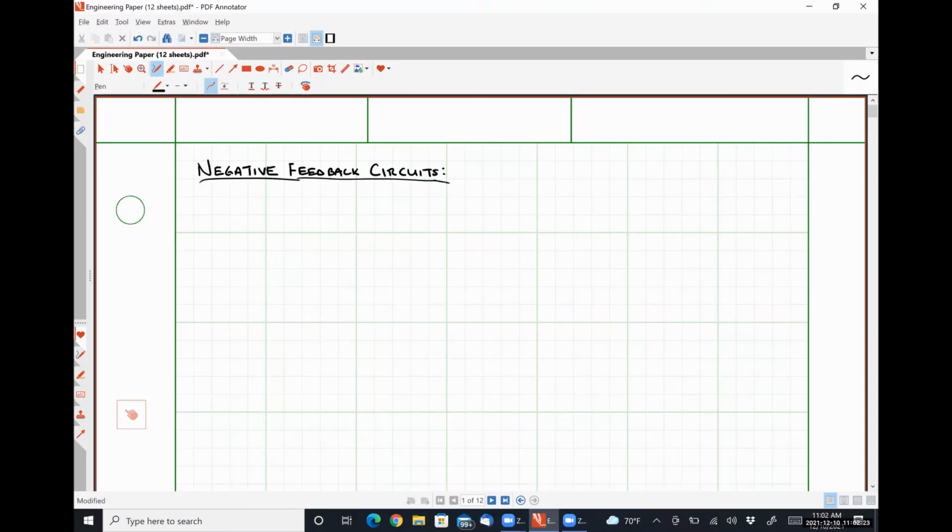A negative feedback circuit is much like a positive feedback circuit, except that the conduction path is between the inverting input terminal and the output terminal. So we're going to work an example. Let's say that I have the following circuit.